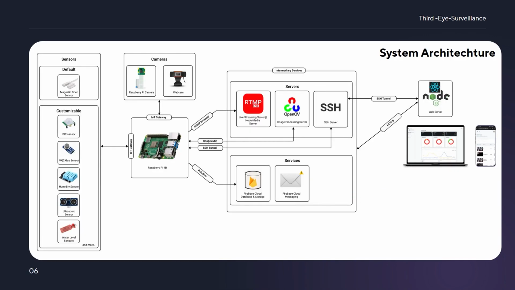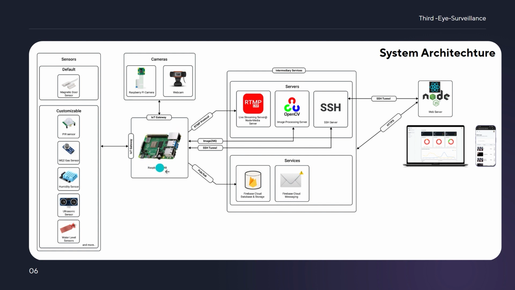There are three main components in this system, which is the hardware, intermediary services, and the React web application. We are using a Raspberry Pi 4B as our microcontroller unit, which is connected to several components such as the cameras, magnetic door sensors, and users can also choose to customize their surveillance unit by having extra sensors. And all these components are connected through the IoT gateway.